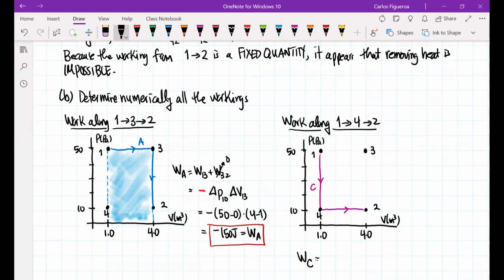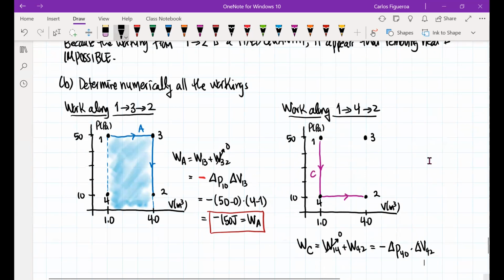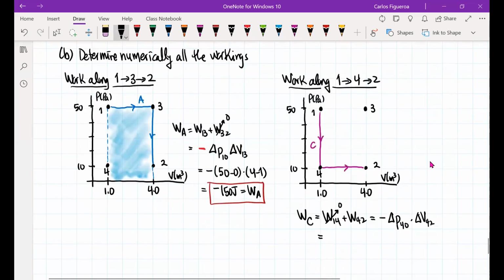This is going to be equal to what? The work from 1 to 4 plus the work from 4 to 2, but because this is isochoric, that's 0. So when I compute this, note that this will then be minus the change in pressure from 0.4 to 0 times the volume change between 4 and 2. So if I compute that, again, remember, I have to put in that minus sign by hand. This is going to be what? 10 minus 0. And then I'm going to have 4 minus 1. So then I'm going to get minus 30 joules for the work of C.